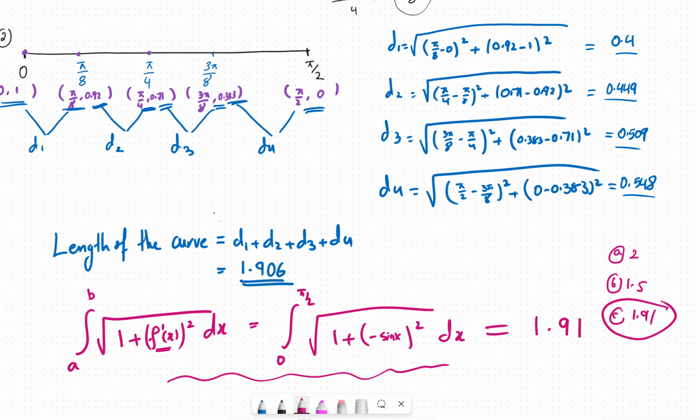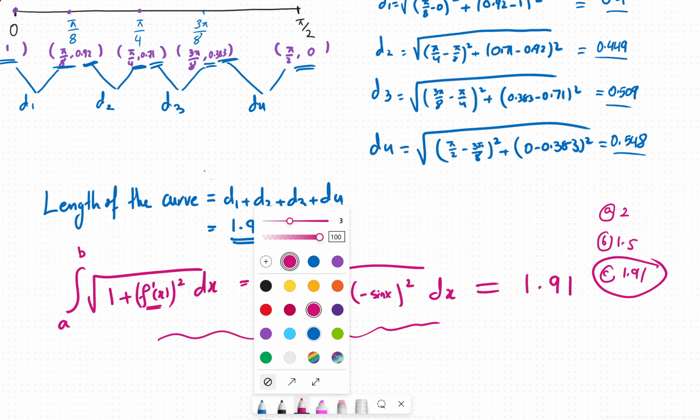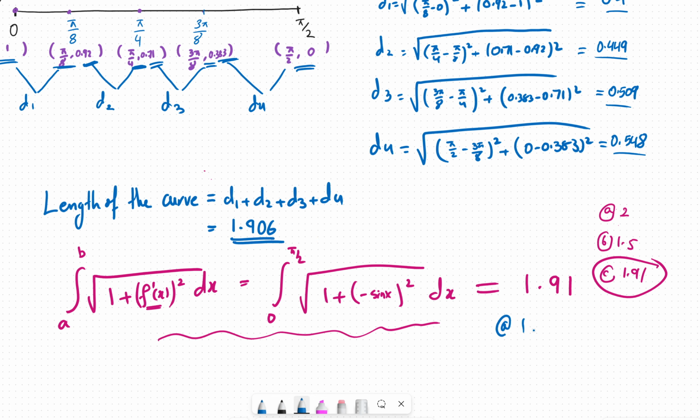But if I see in the choices that the answers are very close to each other, for example, let's say choice A was 1.90, choice B was 1.906, choice C was 1.909, how will I know which one is the correct one? I will have to do all the previous steps by myself. Okay, so this is the main idea of question number 1.